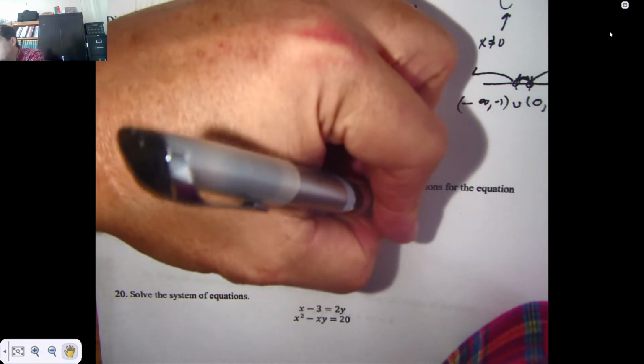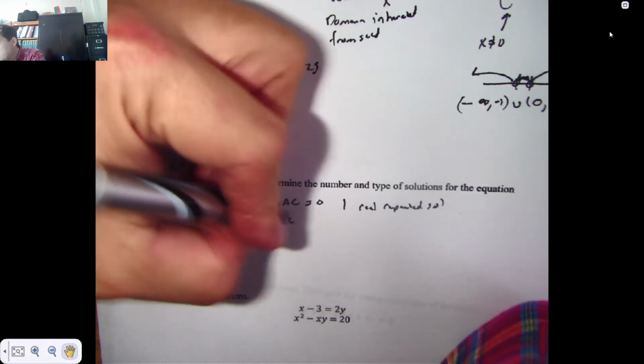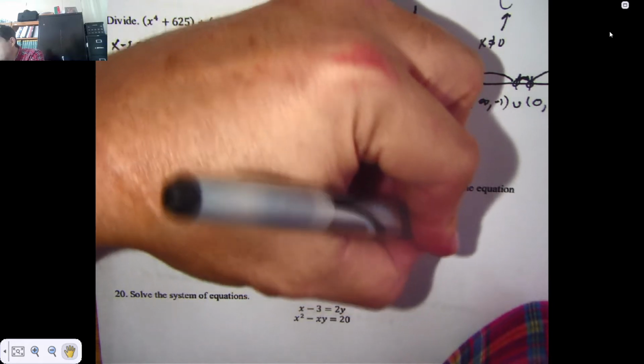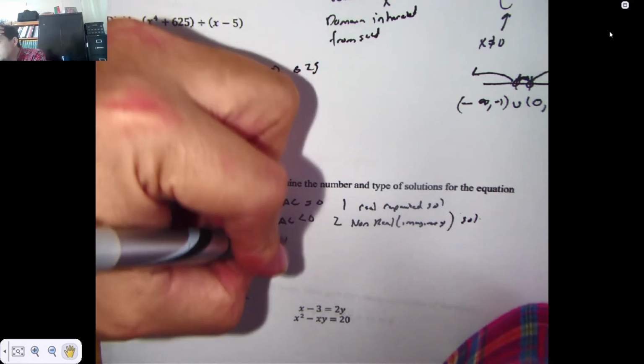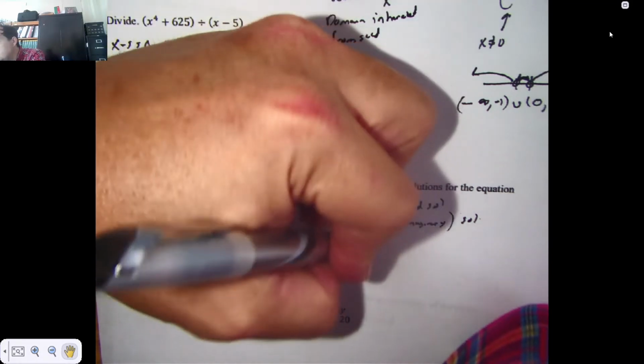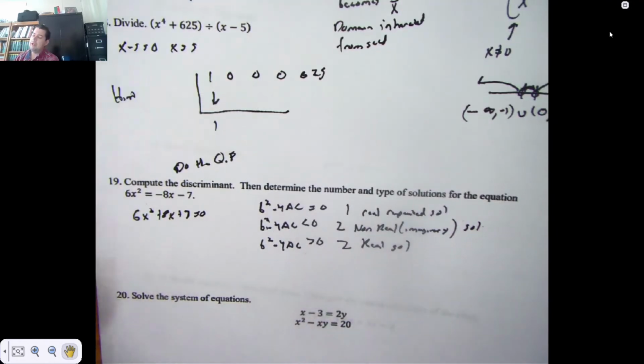But the deal with the discriminant is if you're equal to 0, there is one real repeated solution. If b squared minus 4ac is less than 0, there are two non-real, also known as imaginary, solutions, which are conjugates of each other. And if b squared minus 4ac is greater than 0, there are two real, unique or distinct, who knows how it's going to get worded, but there's two real solutions. And that's the hint on 19. I'll let you figure out the discriminant.